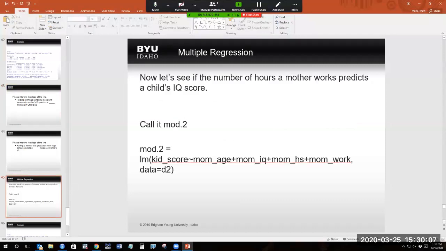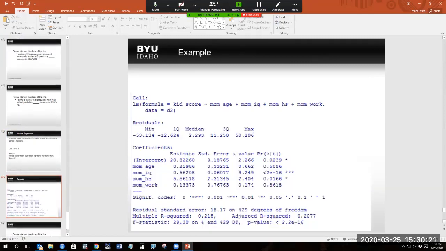Okay. Let's add in whether or not the mom works outside the home, how many hours she works outside the home. Let's see if having a working mom hurts a kid's IQ score. So you run that model. Go ahead and pause it. Okay, so here's your output. So you tell me, is mom working outside the home a significant predictor of kids' IQ score?